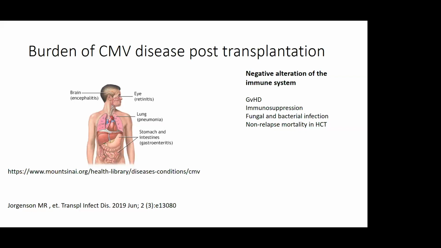impacts of the virus is the alteration it causes to the immune system. Basically, it plays tricks on the immune system, and is implicated in the causation of GVHD, in causing immunosuppression itself, and of course in opening the door for fungal and bacterial infection to wreak havoc and maybe kill the person. If it's not killed by CMV itself, it's by how CMV allows other bad guys to work. And of course, we know CMV is associated with non-relapse mortality in hematopoietic stem cell transplantation.